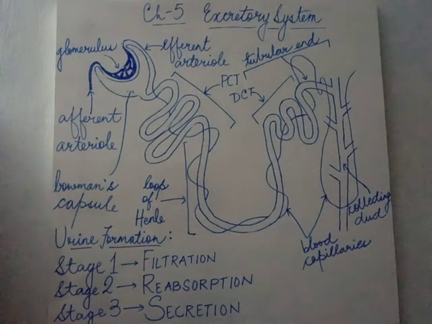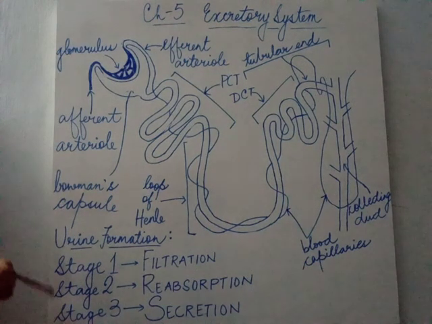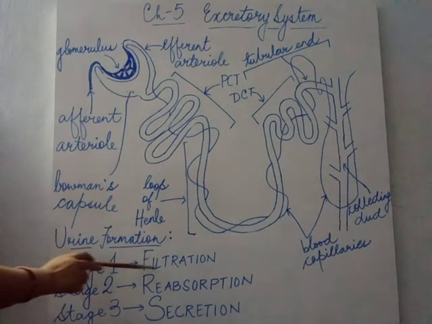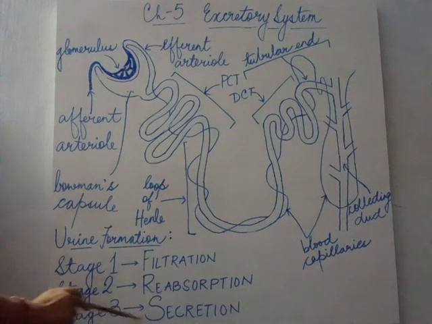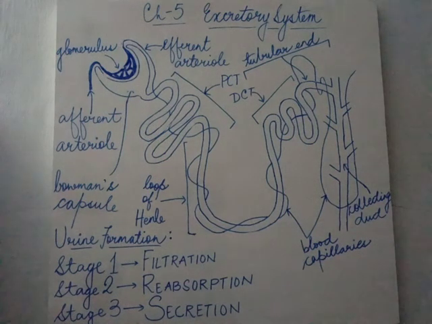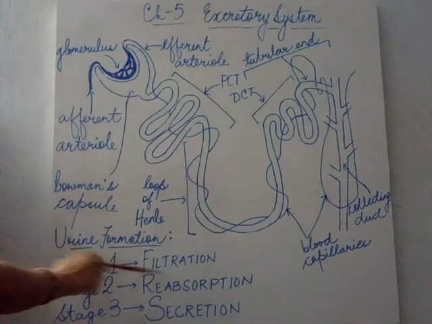Okay. So urine formation takes place in three stages. Stage 1 is filtration, stage 2 is reabsorption, stage 3 is secretion. Okay children, so formation of urine completes in three stages: stage 1 filtration, stage 2 reabsorption, stage 3 secretion. Now first is stage 1, that is filtration.